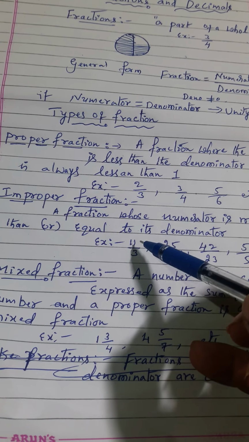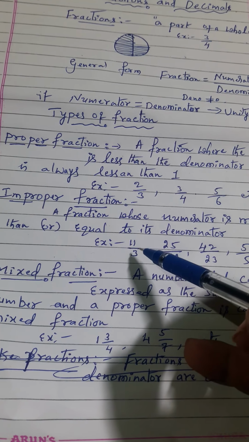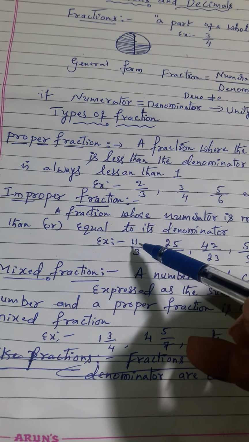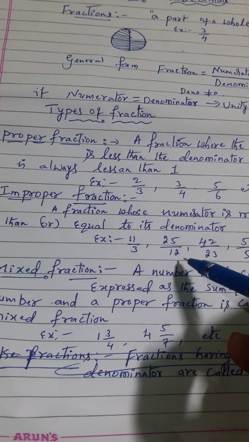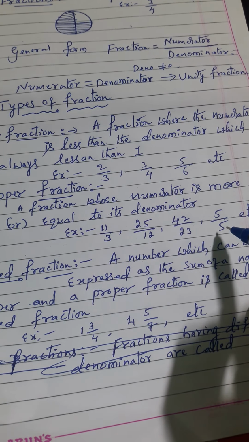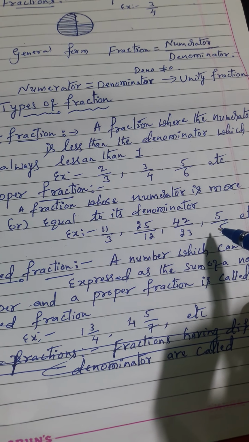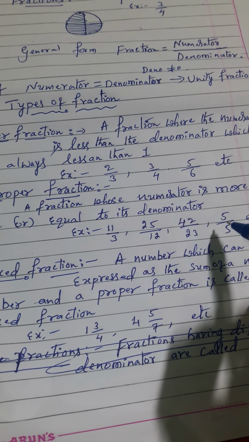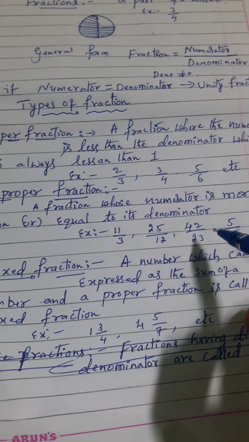11/3. Here 11 is the numerator and 3 is the denominator. 11 is more than 3, that's why it is an improper fraction. 25/12: in this example the numerator is more than the denominator. So this is also an improper fraction.